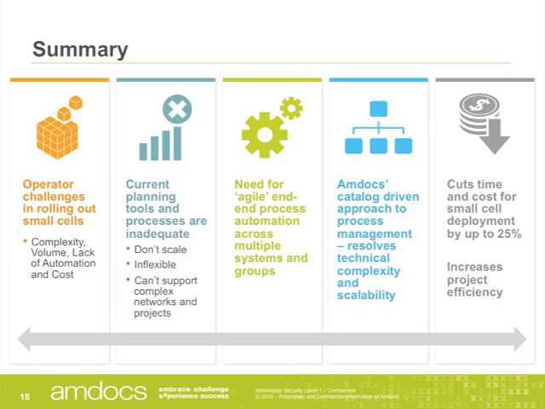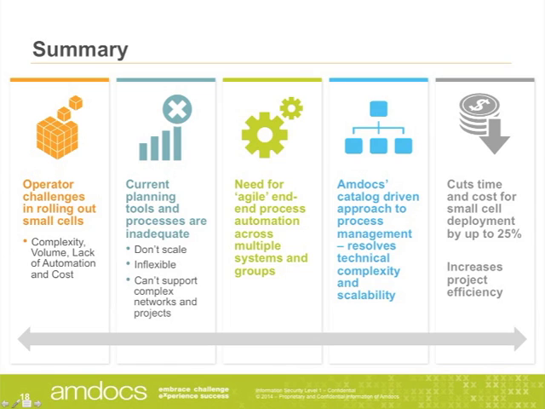So the key points to take away then are that we're seeing operators having a number of challenges in rolling out small cells. It's around the complexity and volume, the sheer volume of small cells that need to be rolled out. It's relating to the lack of end-to-end process automation in the current tools that are being used. And it's about the cost of deployment. The operational, the OPEX cost particularly, is a challenge to keep down, and that comes about by becoming more efficient.